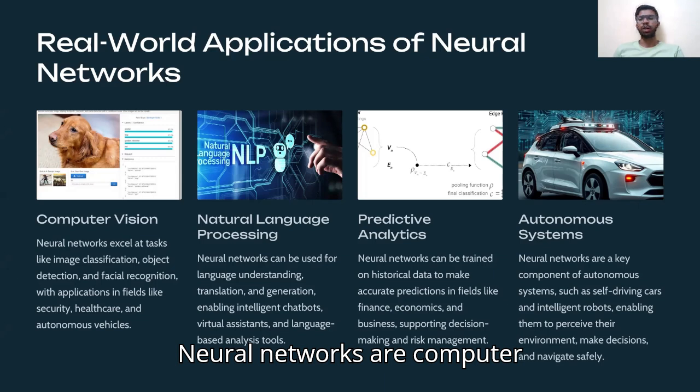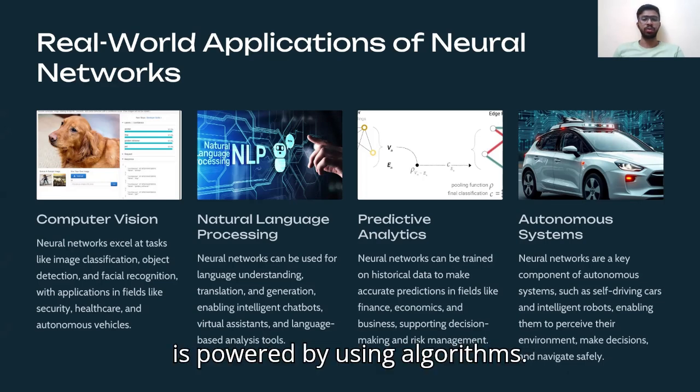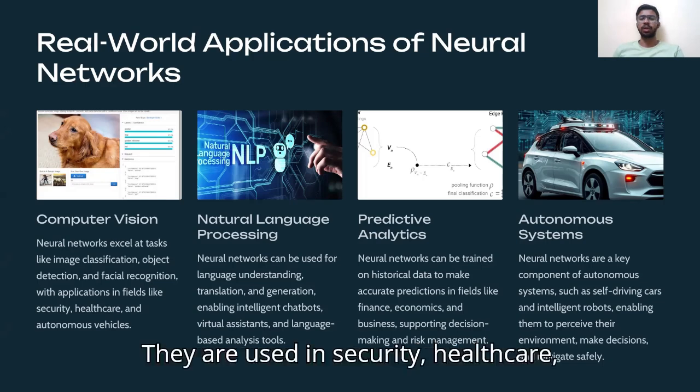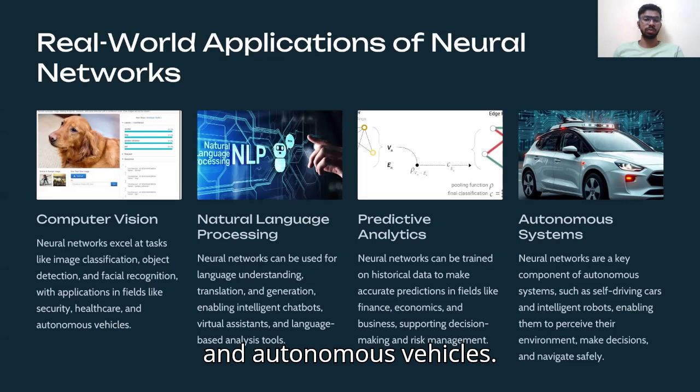Neural networks are revolutionizing computer vision. Everything from image classification to facial recognition is powered by these algorithms. They are used in security, healthcare, and autonomous vehicles. Next, we have natural language processing.